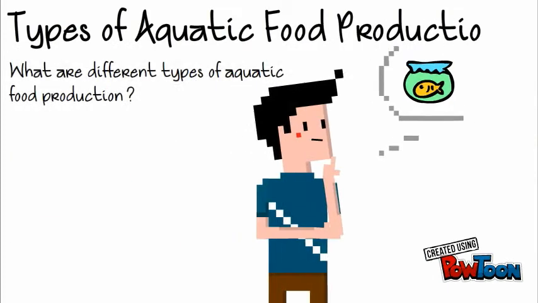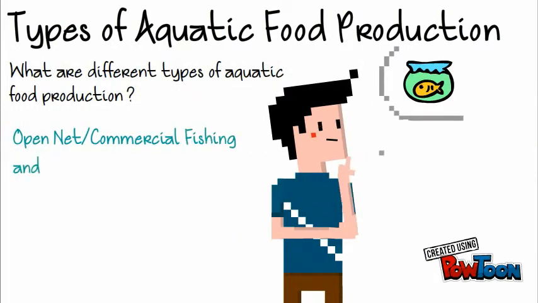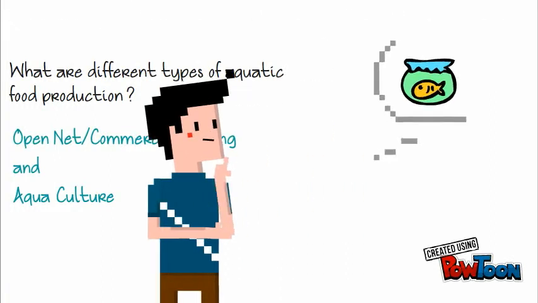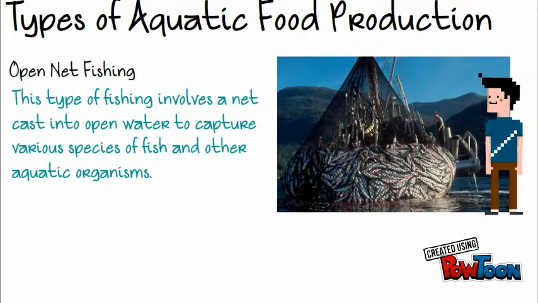There are two different types of aquatic food production. One is open net fish farming and the other is aquaculture. With open net fishing, this type of fishing involves a net cast into open water to capture various species of fish and other aquatic organisms, as shown in this picture here.